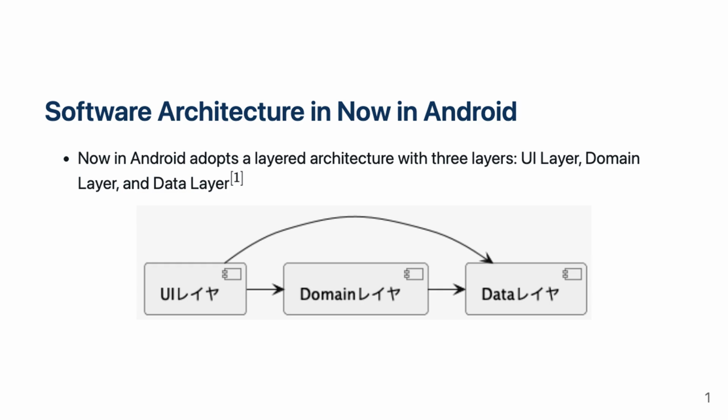This app adopts a structure of three main layers: the UI layer, the domain layer, and the data layer. As the arrows in the diagram indicate, the domain layer depends on the data layer. The UI layer depends on both the domain layer and the data layer. This Now in Android architecture faithfully adheres to the official Android architecture guide. Let's take a look at the role of each layer.